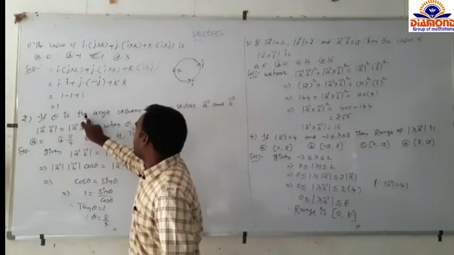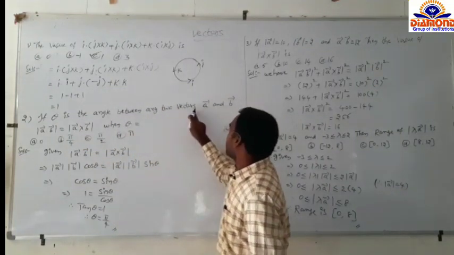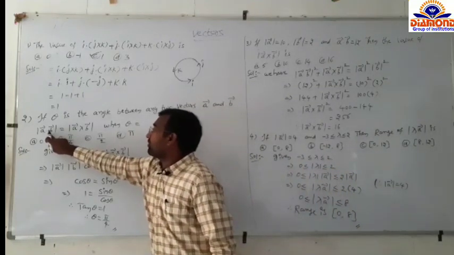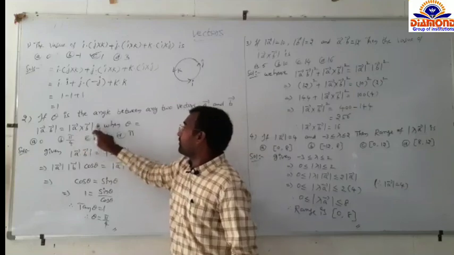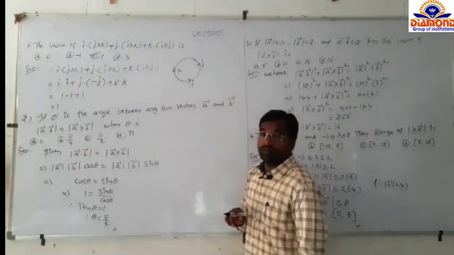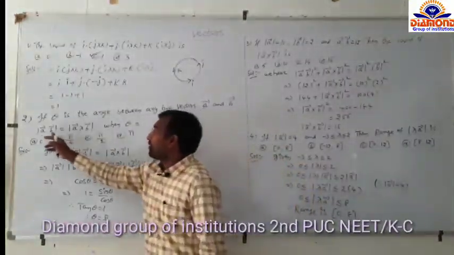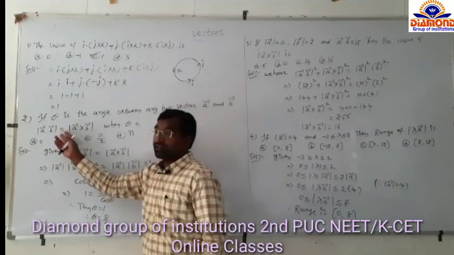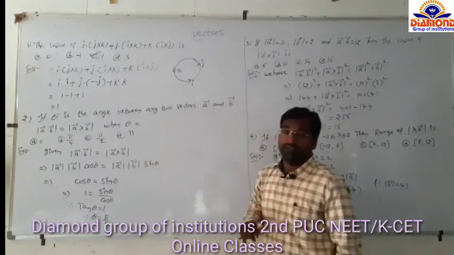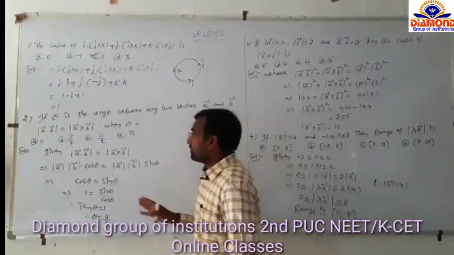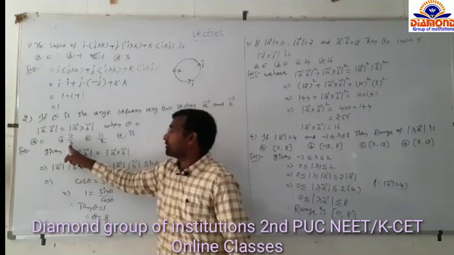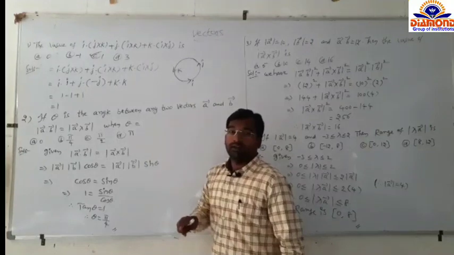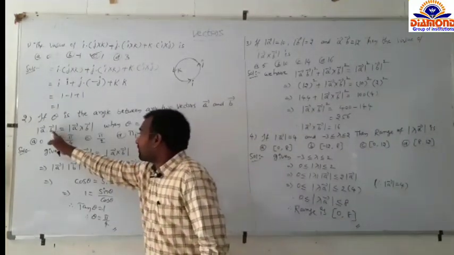Next, second problem. If theta is the angle between any two vectors a bar and b bar, modulus of a dot b equals modulus of a cross b when theta equals. Given this condition, find the angle theta. Four options are given: first option 0, second option pi by 4, third option pi by 2, fourth option pi.